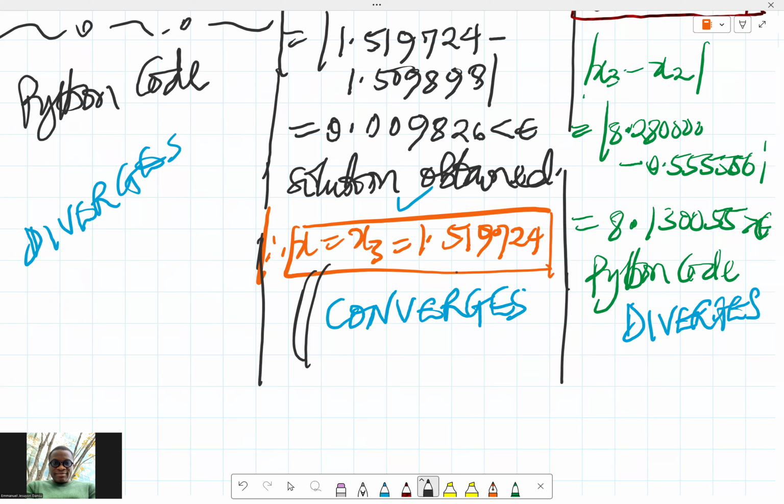In the next video, I'll be talking about the Newton-Raphson method, which is another 2-point method like fixed point iteration, and we'll see how that compares with all the ones we have done.